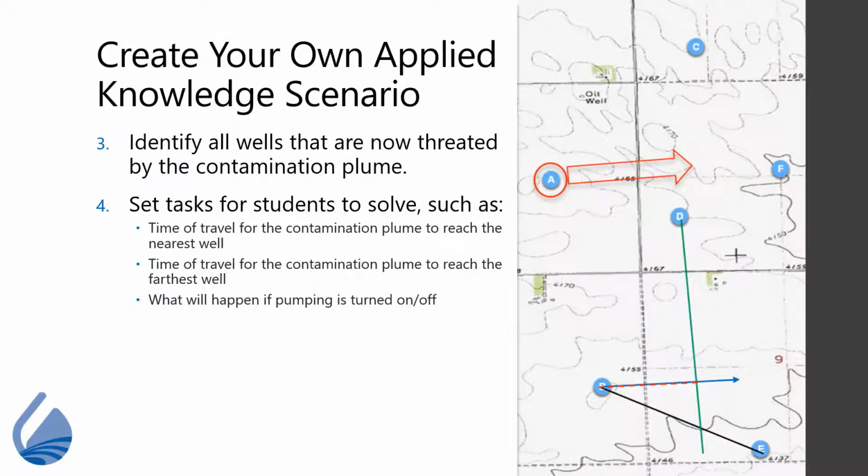3. Identify all wells that are now threatened by the contaminant plume, given the adjusted direction. 4. Set tasks for your students to solve. This may include discovering how long it will take the plume to reach the nearest well in danger of contamination, or how long it will take the plume to reach the farthest well in danger of contamination, or how the plume and other wells will be affected if pumping is turned on or off at a given well.